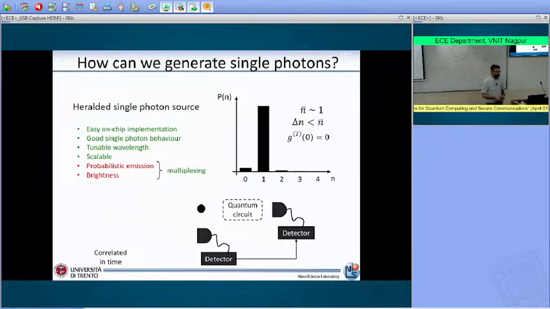Okay? And therefore, in order to make these heralded photon sources, what I do need is to have an entangled photon pair. So I start with an entangled photon pair, I measure one photon in the pair, and then I use the other photon as the single photon that has been heralded by the measurement of the first one. What are the advantages? As I will show you, those are very easy to implement in a chip. So they have a good single photon behavior, meaning that if I do the measurements, the state is a very anti-bunched state.